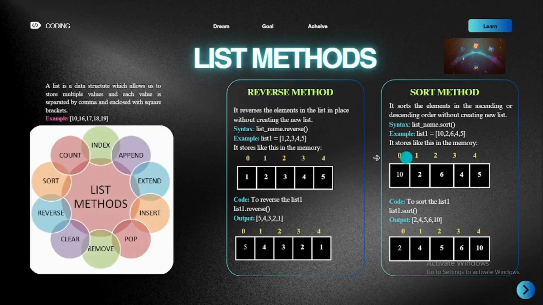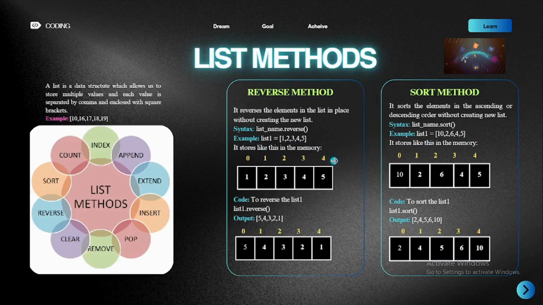In today's session we are going to discuss list, which is one of the built-in data structures in Python. Basically the list is useful for storing multiple values in it, where you can see here 1 2 3 4 5, multiple values. In the same way we have another list like 10 2 6 4 5. These values are enclosed in square brackets, and each value is separated by a comma.